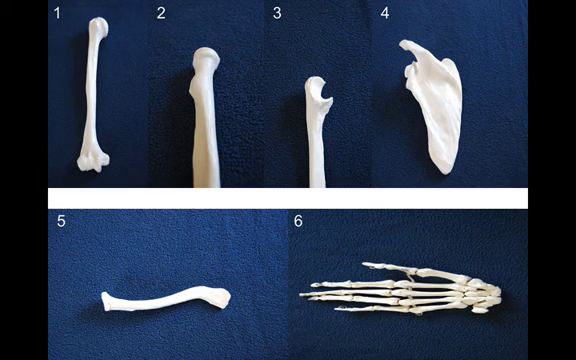The number 2 is the radius. The 2 key landmarks are the head of the radius, which is the disc-like portion of the radius at the top, and then we have the radial tuberosity. Number 3 is the ulna. So remember, I referred to the olecranon process for the ulna. Number 4 is the scapula. I referred to the glenoid fossa, which is a really good lateral landmark.